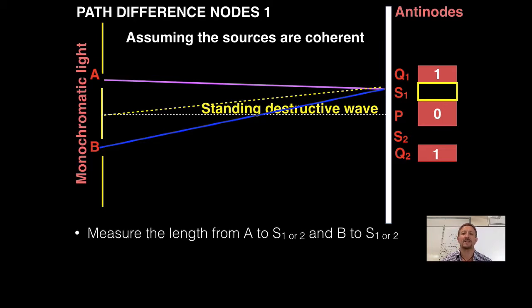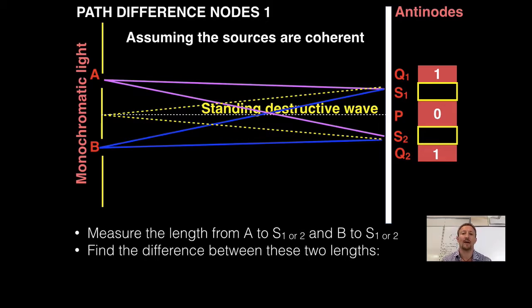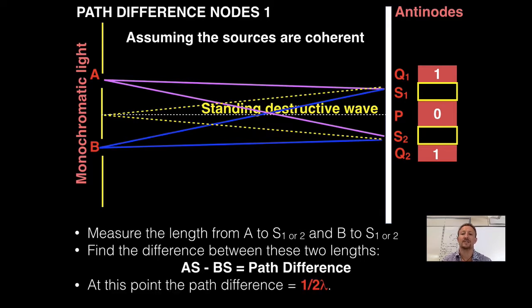I'll also get exactly the same if I go from A to S2 or B to S2. This will produce again a standing destructive wave or a nodal point. Now when I work out the difference between these two paths, AS minus BS, it doesn't matter whether I'm talking about 1 or 2. As I said to you, it's either going to be a positive or negative value, but they'll be the same value. What we'll notice is that the path difference in this case will be half a wavelength.